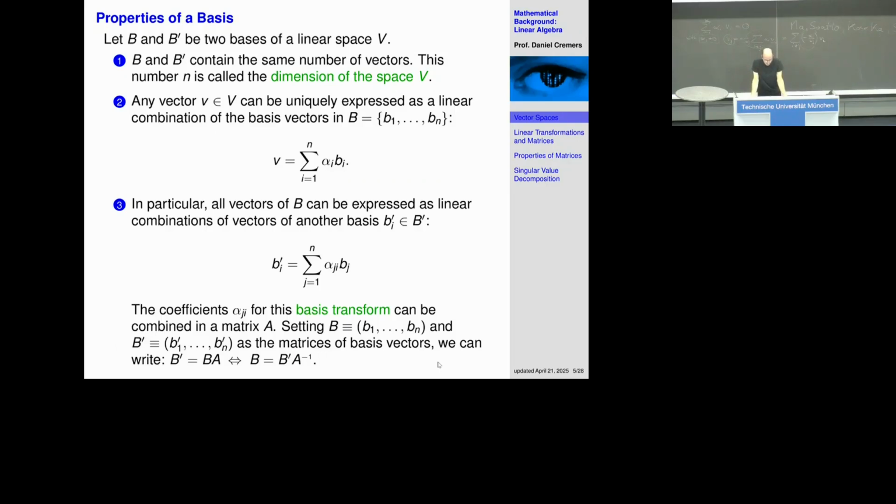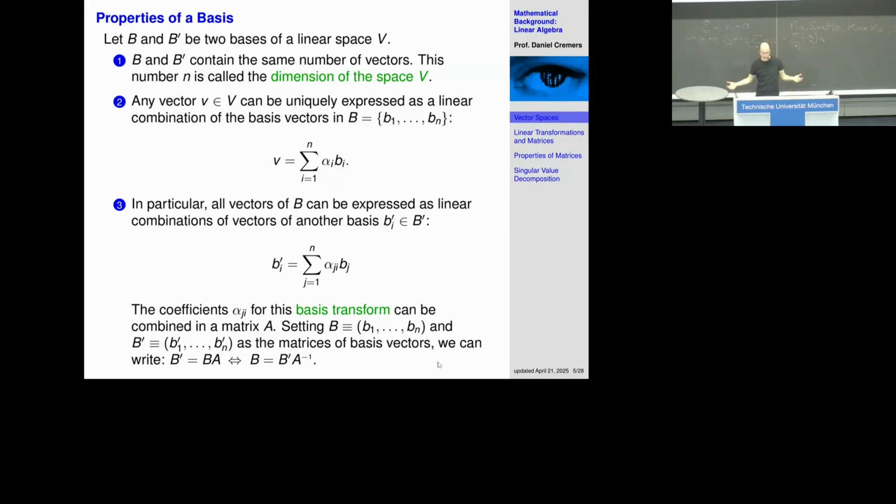If you have a vector space V, and most of what I say actually holds for finite dimensional vector spaces. I don't want to talk too much about infinite dimensional vector spaces. In principle, spaces can also be infinite dimensional, but for this class it's sufficient to consider spaces of finite dimension. If you have two bases, then they contain the same number of vectors, and this number n, this number of vectors in the basis, is called the dimension of that space.